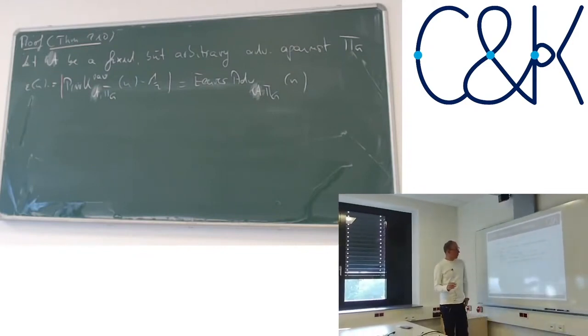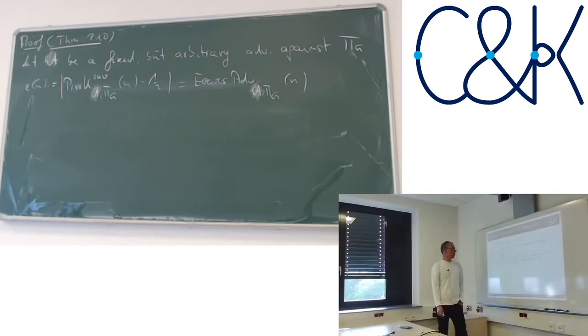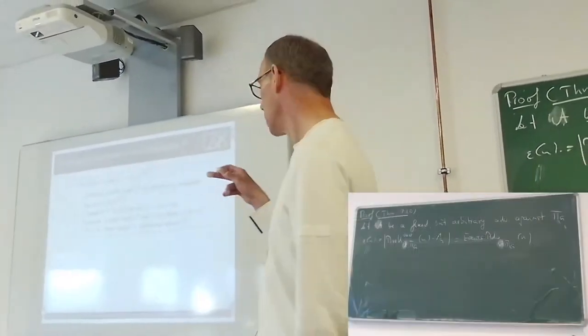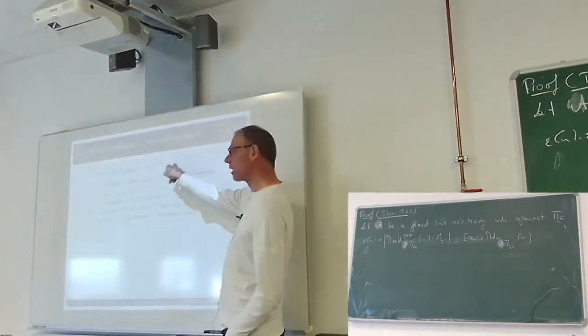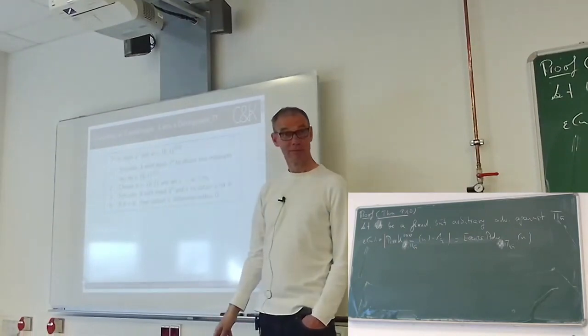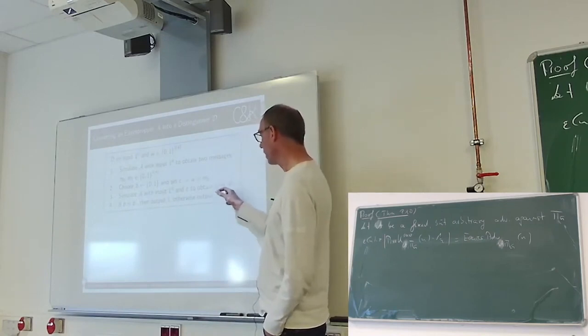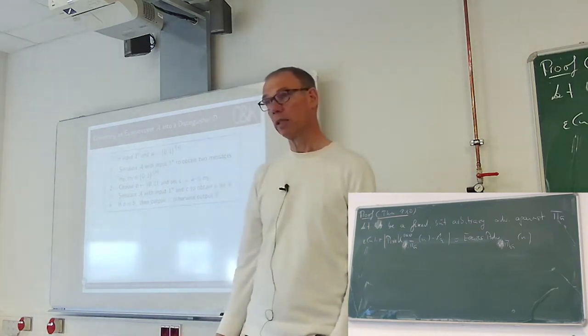What it does, in the first step, it runs A on input 1 to the n to obtain two messages M0, M1 from 0,1 to the L of n. Then D chooses B in 0,1 and sets C to be W XOR MB. So it encrypts this MB using this W. It runs A with input 1 to the n and C to obtain a bit B prime, and if B is equal to B prime, it outputs 1. If it's not equal, it outputs 0.